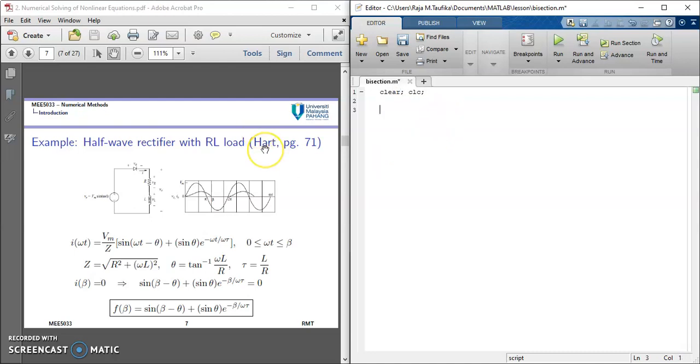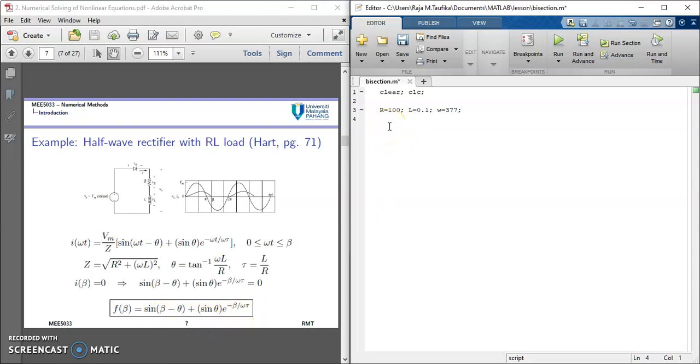Based on this textbook, Hart, page 71, I obtain all the values for the constants R, L, and omega, and I list them down here. R equals 100, L equals 0.1, omega, so I use W equals 377. All these three quantities are given in the textbook, and then you can refer to the formula of the constants inside the equation, which are theta and also tau.